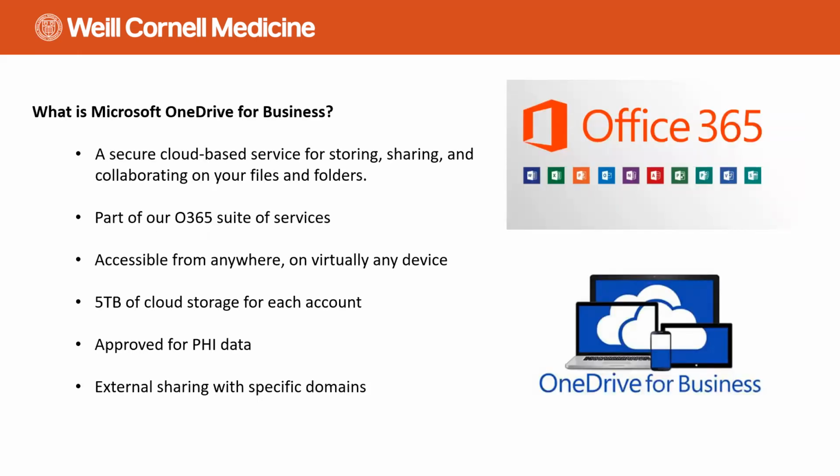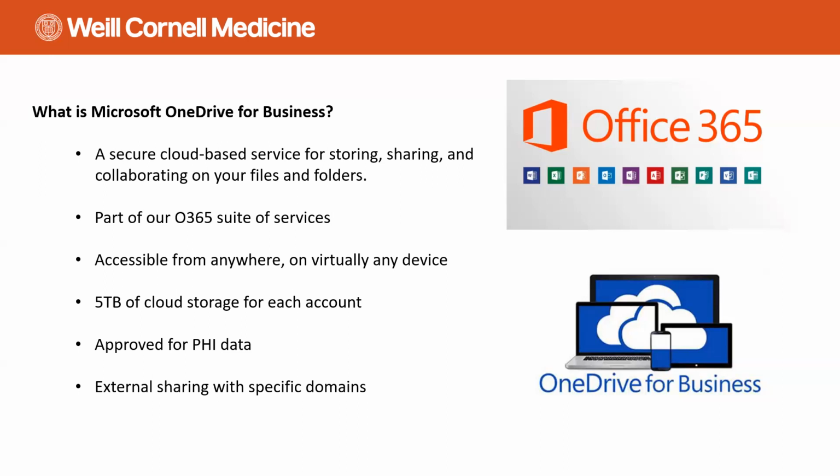So again, what is Microsoft OneDrive for Business, right? You may have heard the name. There's also Microsoft just plain old OneDrive. So both are secure cloud-based services for storing, sharing, and collaborating on files and folders. So in essence, Microsoft's version of a cloud-based storage solution. The OneDrive that you may have at home, connected to your Hotmail account or Outlook.com account, is known as the consumer version. And what we have at Weill Cornell is OneDrive for Business, which is sort of the business level or institutional level offering, which has slightly different features.